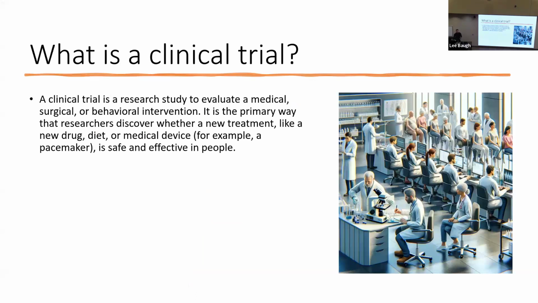So to start off, a clinical trial is a research study with a specific purpose to evaluate a medical, surgical, or behavioral intervention. This is the typical way that researchers discover whether a new treatment, like a new drug, a diet, a medical device, a diagnostic procedure, is safe and effective in people.